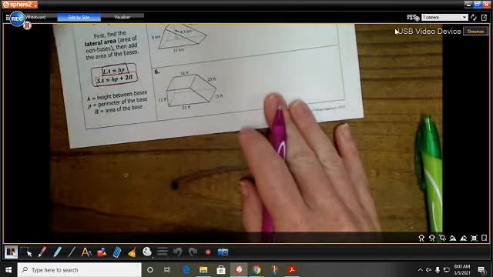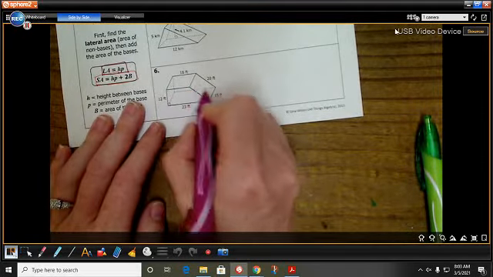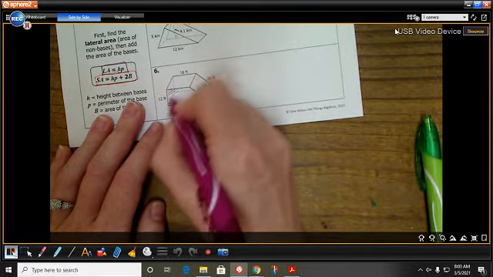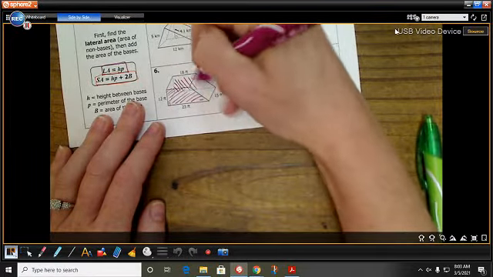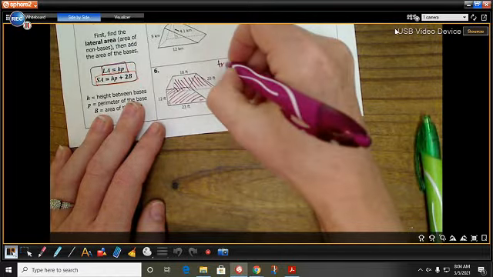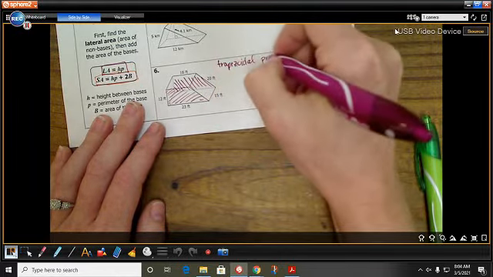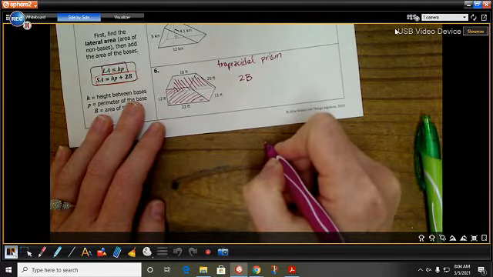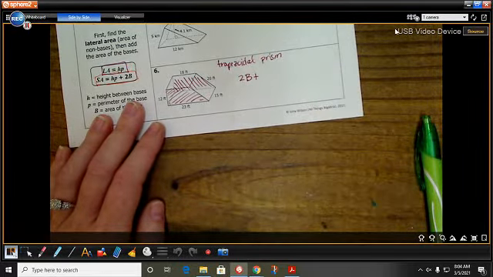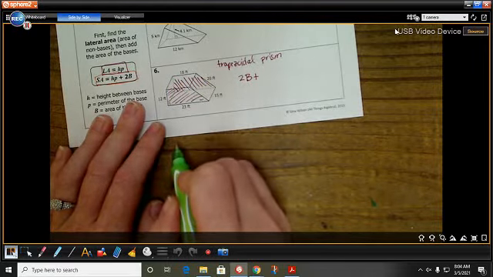Skipping down here now to my other prism, this one you have to look and see, where do I have congruent faces? I have a trapezoid here and a trapezoid back here that are congruent. So this is a trapezoidal prism. So I'm going to have 2 bases that are trapezoids, and then I'm going to have 1, 2, 3, 4 faces to add up.